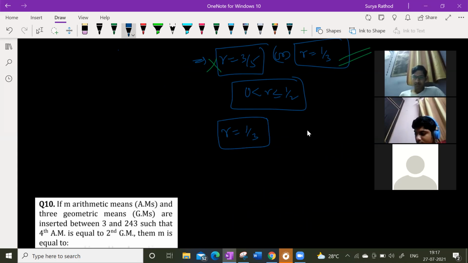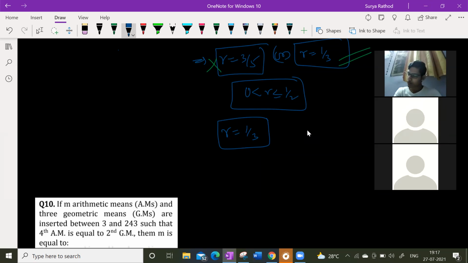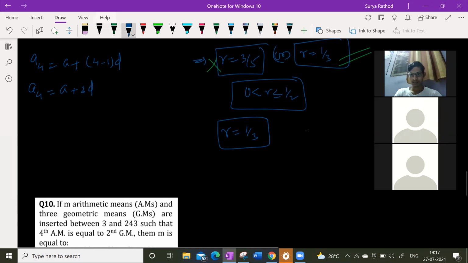Now tell me, what is the fourth term of the AP? The fourth term of the AP means A plus n minus 1 D, so A plus 3D. I know the A value. How can I find out the D value? By using R, how can I find out the D value?